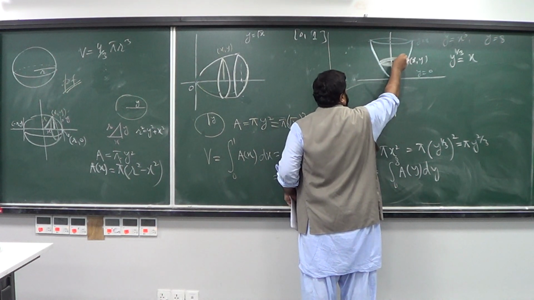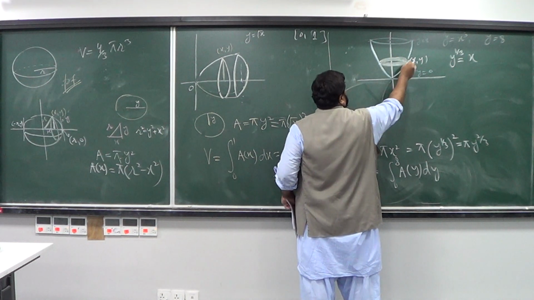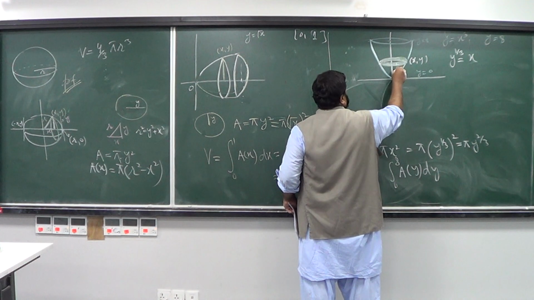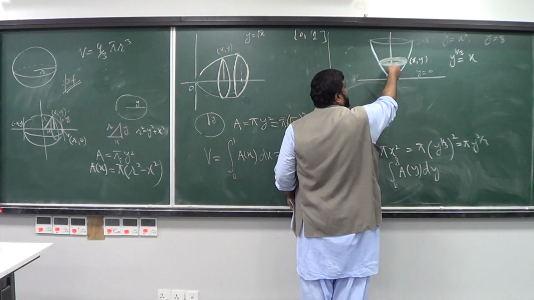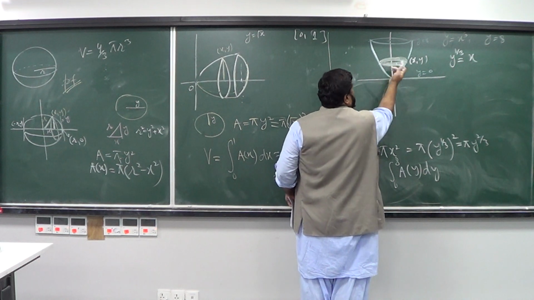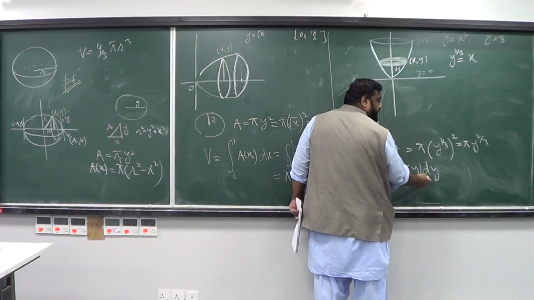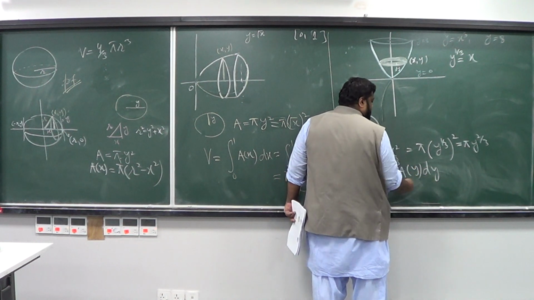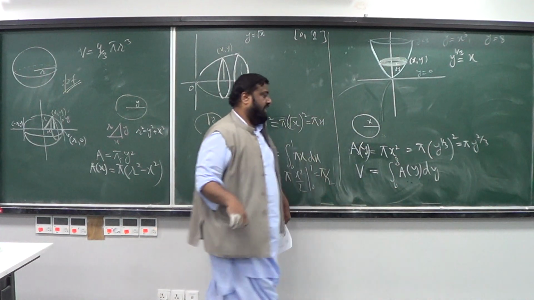The width of this, this width, is really dy, or delta y. And the area of it is A of y. So A of y multiplied by the width or height, whatever you call it, is going to give you the volume, and then you're summing up all these volumes from 0 to 8.